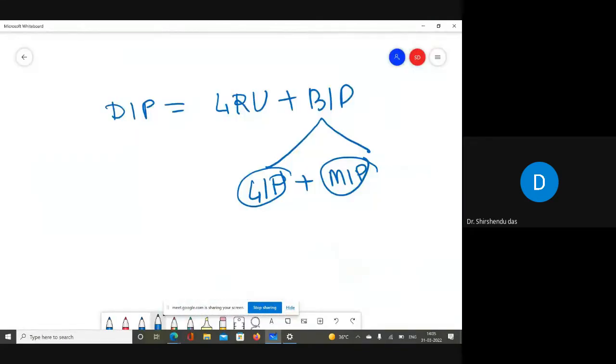Okay, so DIP is a combination of LRU plus BIP. And what is BIP? BIP is a combination of LIP and MIP. LIP means insertion at the LRU position, and MIP means insertion at the MRU position. So BIP with high probability inserts at the LRU position, and with low probability inserts at the MRU position. As per the paper, they claim that BIP can handle thrashing. How can it handle thrashing?